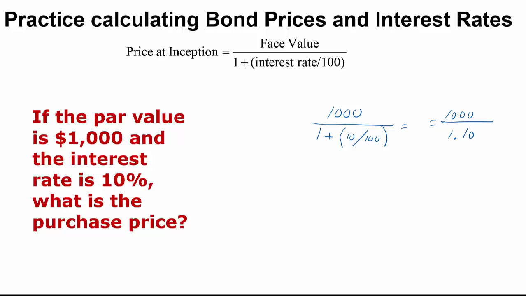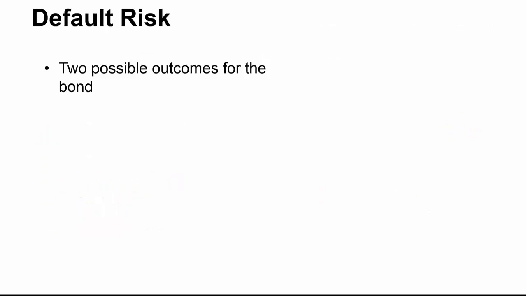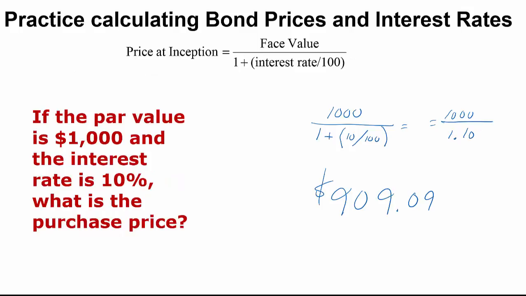So 1,000 divided by 1.1 gives us 909. So this particular bond should be priced at 909 and 9 cents to be exact. And if it pays 10%, then in a year, the bond should be worth $1,000. Now, you'll have to do this on your homework.